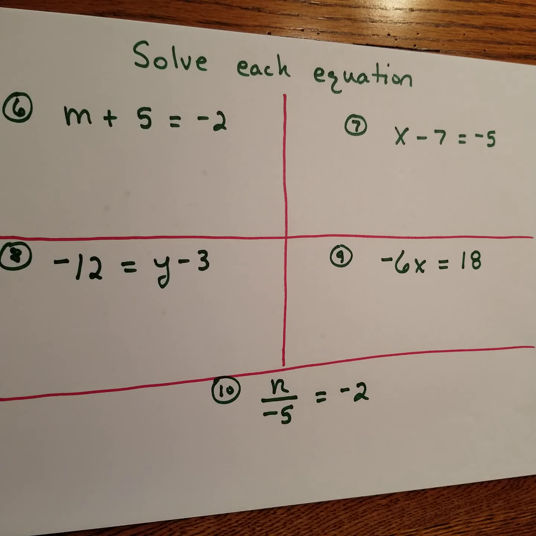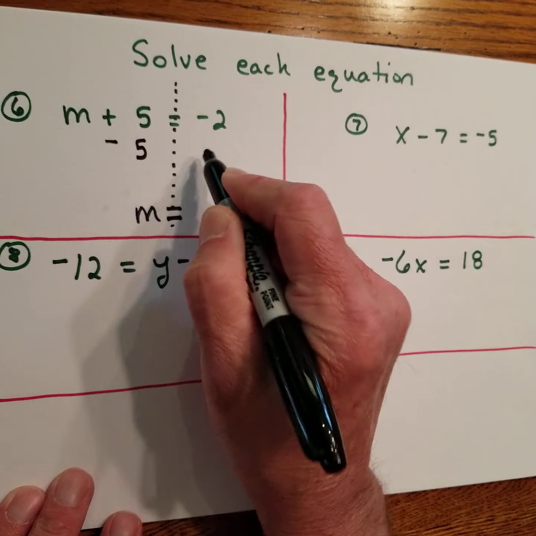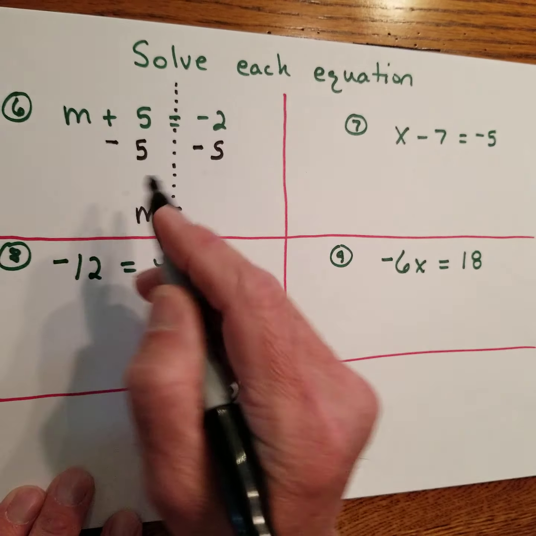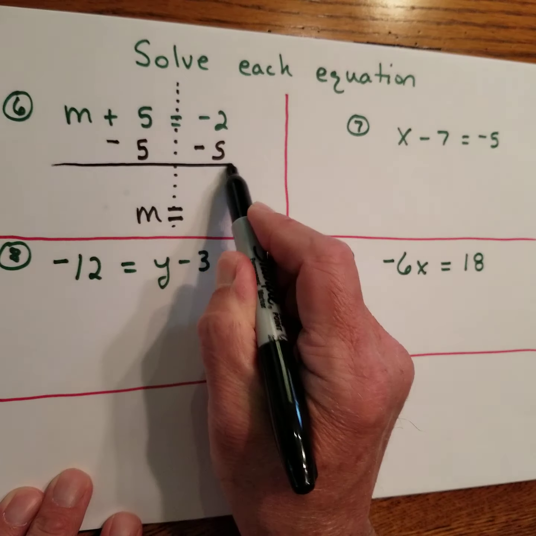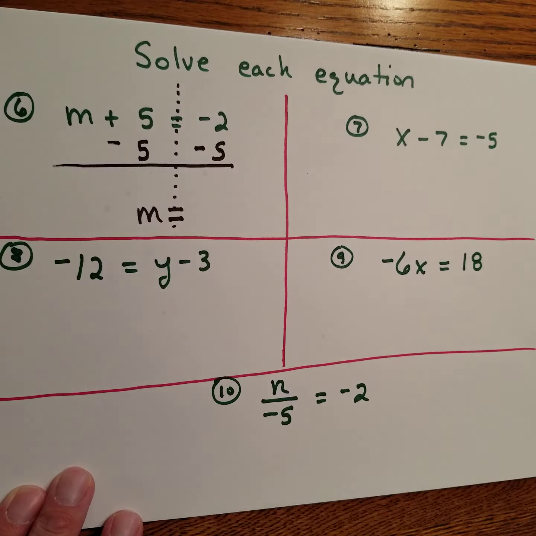The 5 and the m are being added. What's the inverse to addition? Subtraction. I'll subtract 5 from each side of the fence. That way, +5 and -5 is 0. 0 plus m is m. And when I add -2 and -5, well, when I add two numbers that have the same sign, I add and keep the sign. Perfect. Let's try number 7.